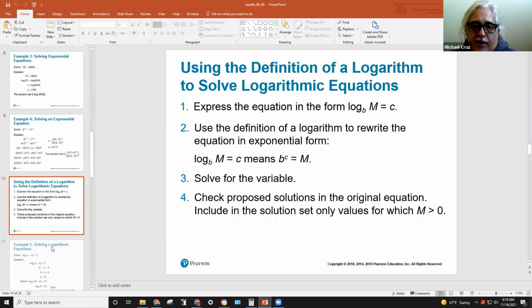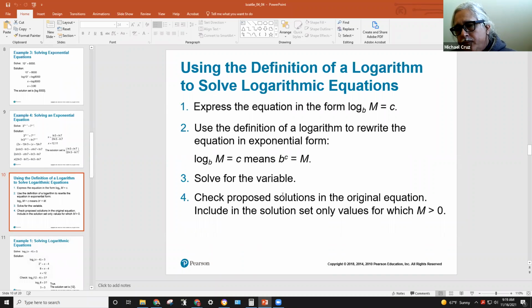All right, the definition of a logarithm is basically, we can take that logarithm like this and write it as an exponent. In other words, log base b of m is equal to c. Well, this means b to this power is equal to that m. Solve.